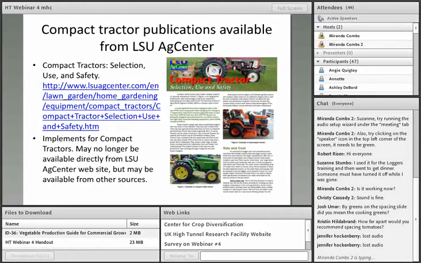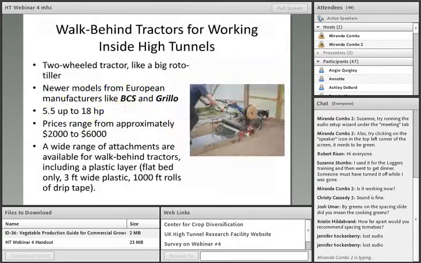But as I mentioned, particularly for intensive diversified production in tunnels, you're likely not to be able to use a compact tractor. Frankly, a lot of what you're going to do is going to be manual work, but one thing that can be very useful is the walk-behind tractors. So I'm going to spend a bit of time just going over some stuff on walk-behind tractors.